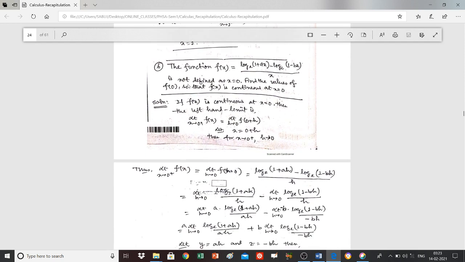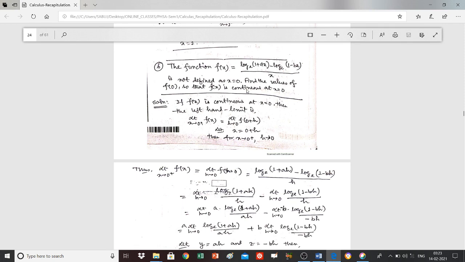You are given a function f(x) = [log(1 + ax) - log(1 - bx)]/x, which is not defined at x = 0. Find the value of f(0) so that f(x) is continuous at x = 0. Here it is given that the function f(x) is continuous at x = 0.